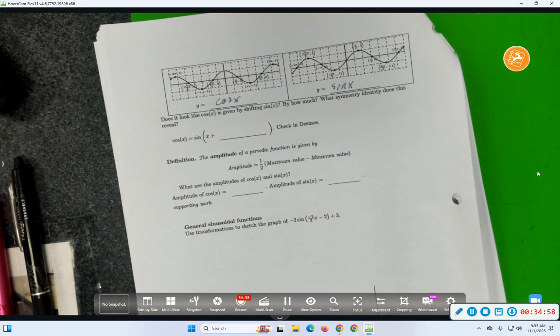Those two graphs look pretty similar to each other, right? Sine of x and cosine of x, they basically look like the same graph. But maybe sine is cosine but shifted by a little bit. Or I guess I want to say cosine is sine but shifted by a little bit. Shifted by how much?